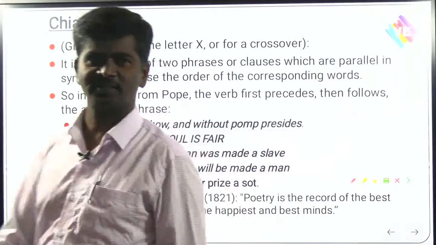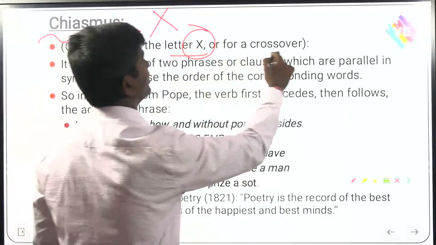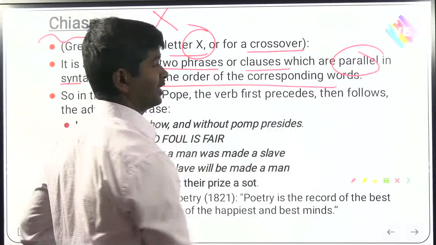Yeah, chiasmus. What is chiasmus? It's a Greek term for the letter X, so it can be indicated with the word cross, crossover being the literal meaning. Next, what is chiasmus? It is a sequence of two phrases or clauses which are parallel in syntax but reverse the order of the corresponding words.